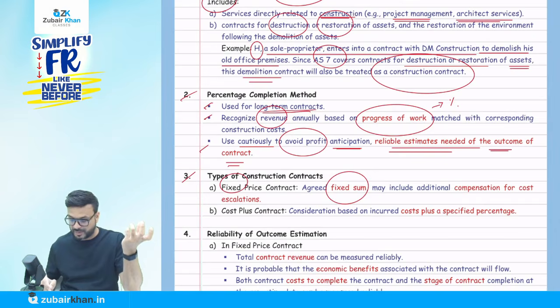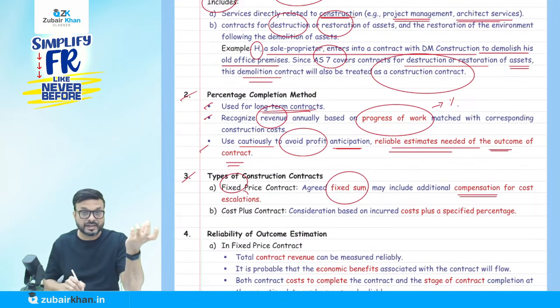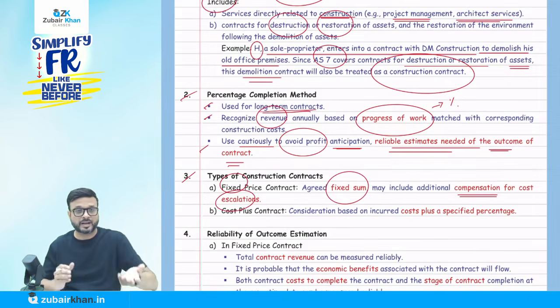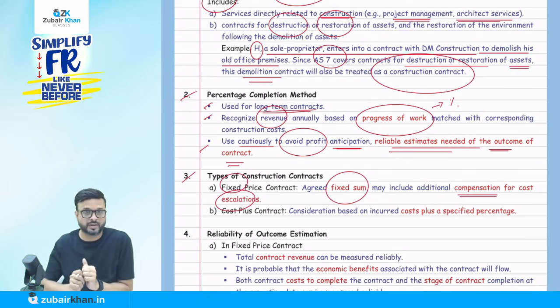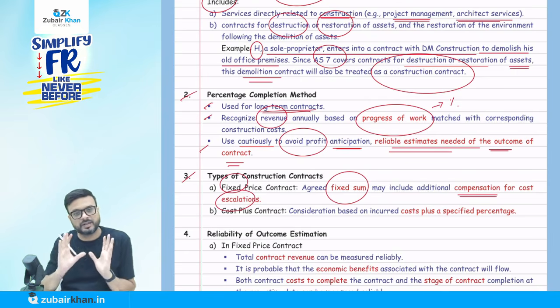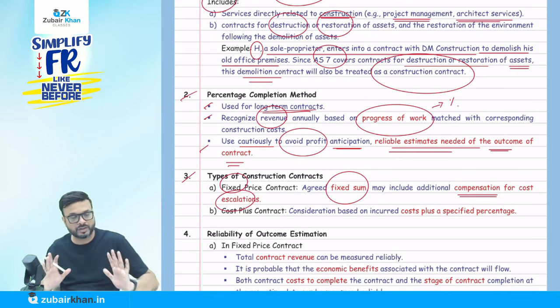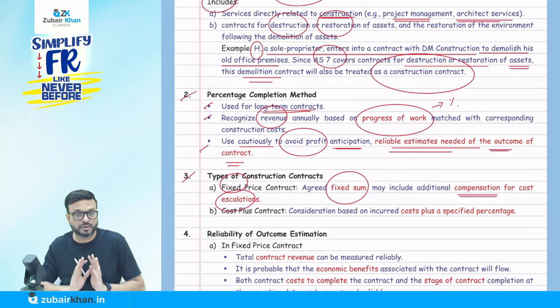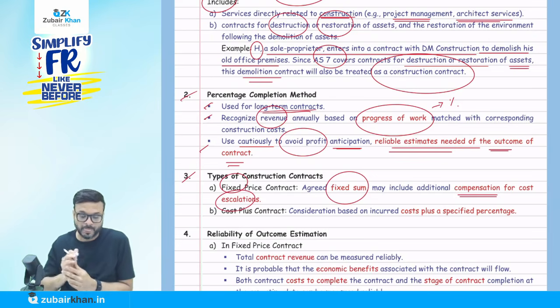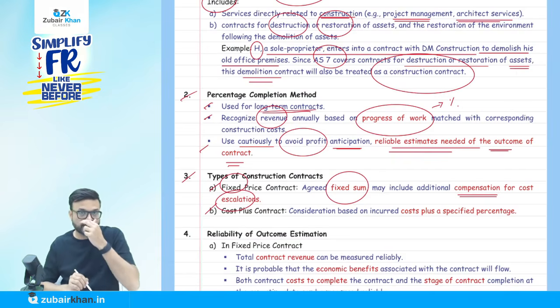We may include some additional clause for the compensation for escalation. If the price increases, we may say 5%, 10% might happen, depending on the terms and conditions that we have with the contractee. Okay. The fixed price means we decided the amount, let's say 100 crore. This is the amount, I will do the construction for you and I will take 100 crore for me. Okay. What is this cost plus contract now?